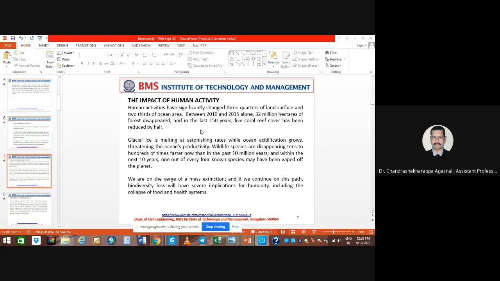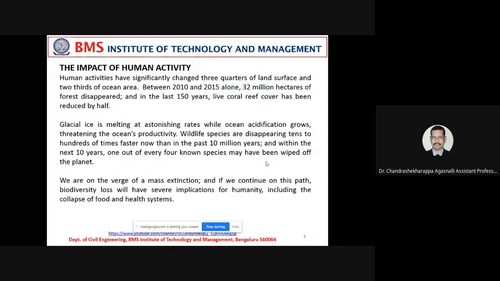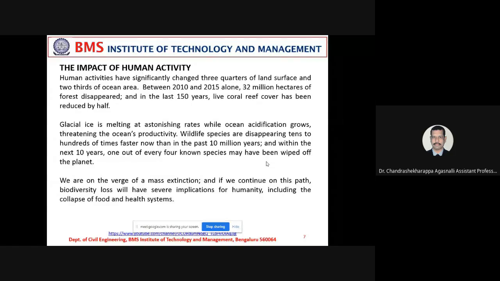And also within the next 10 years, maybe another 10 to 20 years, one out of every four known species may have been wiped off the planet. That is because of our human activities. We are not allowing the animals to freely stay there, and we are encroaching on forest land. We are cutting the trees, diverting rivers, right? There are many human activities. Because of that, these things are happening.